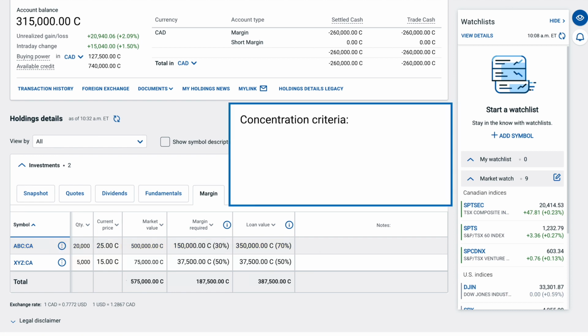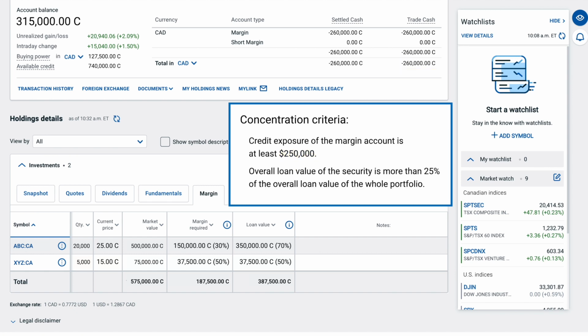Again, the first criteria was that the credit exposure of the margin account is at least $250,000. Credit exposure is simply the net debit cash plus the margin requirement for any short positions. Since there are no short positions in this example, the credit exposure is simply the net cash debit of $260,000. Since this is larger than $250,000, condition 1 is satisfied. The second criteria was that the overall loan value of the security is more than 25% of the overall loan value of the whole portfolio.